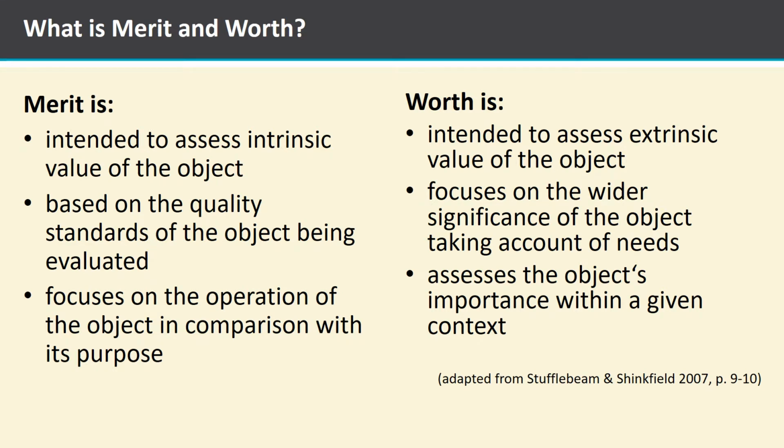What do we mean by merit and worth? Merit is intended to assess the intrinsic value of an object. It is based on the quality standards of the object being evaluated, and it focuses on the operation of the objective in comparison with its purpose. On the other hand, worth is intended to assess the extrinsic value of the object. It focuses on the wider significance of the object, taking account of needs. And it assesses the object's importance within a given context.